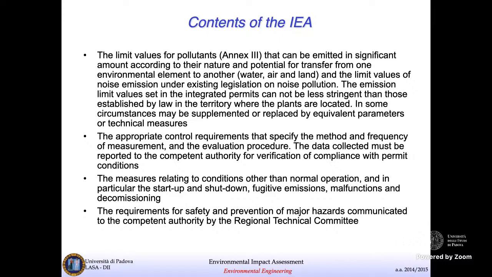As I told you, in the authorization there are also indications on monitoring. The data collected must be reported to a competent authority for verification of compliance with the permit. Typically, in Italy, it is the regional environmental protection agency that verifies that the plant is operating according to its integrated environmental authorization.